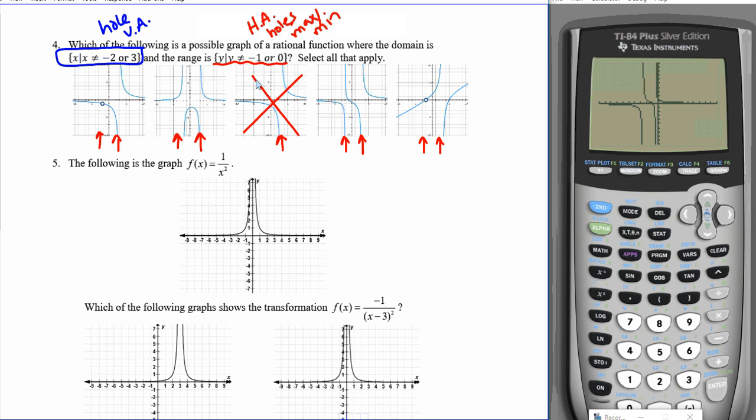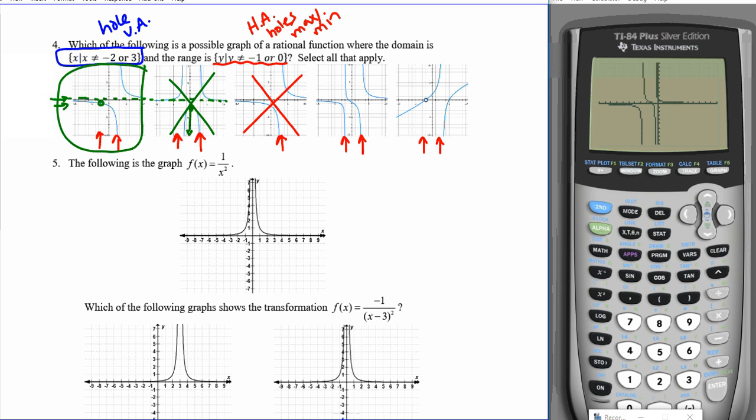How about the range? y can't be equal to -1 or 0. Looking at this one, y can't be 0 because that's the horizontal asymptote. y can't be -1 would be the value of this hole. And as I look up and down, there's no other place that covers y equals -1. There's no other place that covers y equals 0. And there's no other values missing. So this one looks good. In my next one, it looks like y could be greater than 0 or y could be less than or equal to this point. But this gap here between -1 and 0, there's nothing in there.